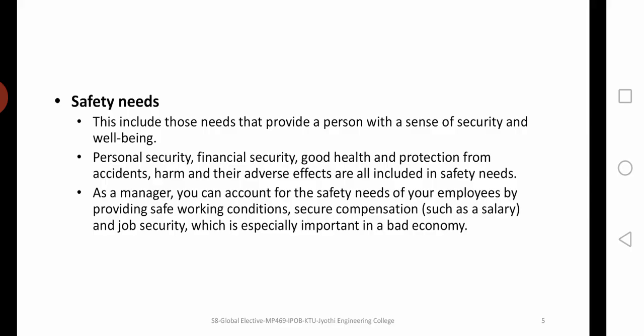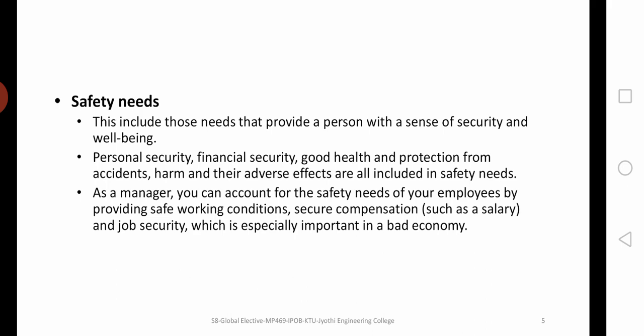Next is safety needs. This includes those needs that provide a person with a sense of security and well-being. We have seen in some cases, if any issue occurs in an organization, they act very rudely. In those cases, the employees do not feel any security working in the organization. So it should not be like that. That safety has to be provided.